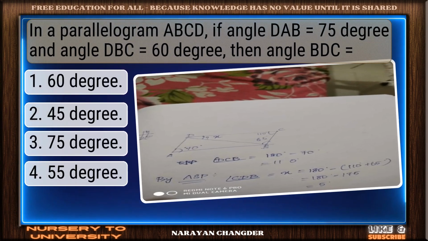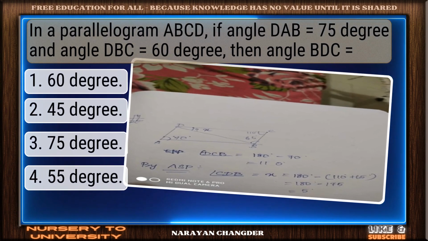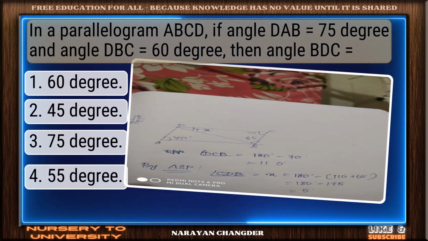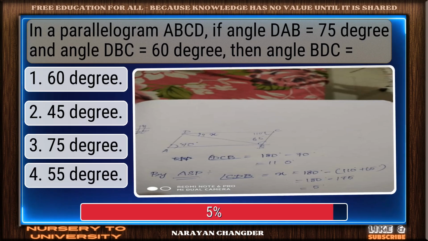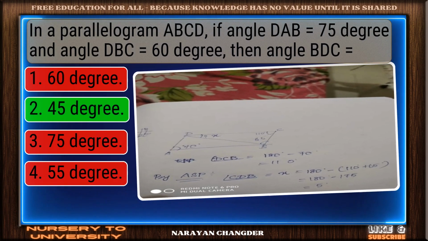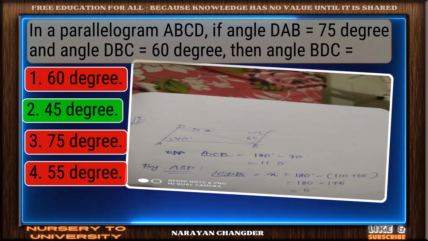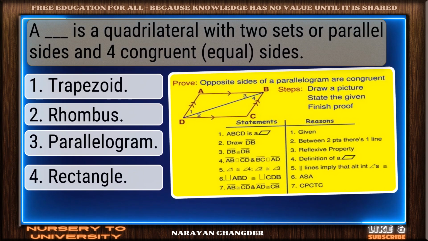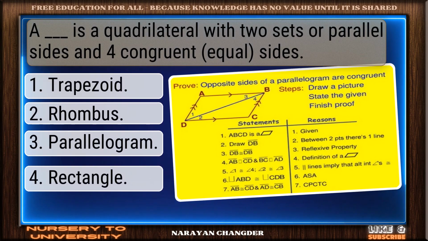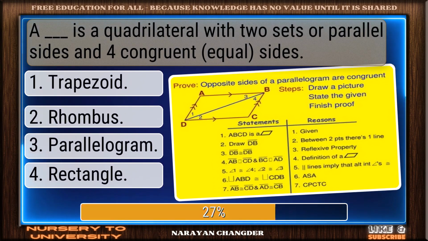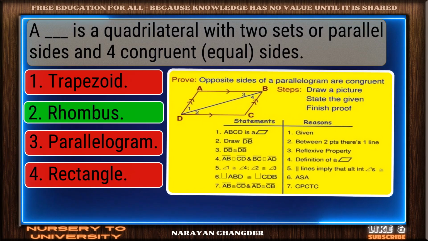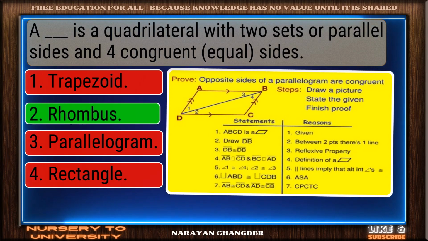Question number 50. In a parallelogram ABCD, if angle DAB equals 75 degrees and angle DBC equals 60 degrees, then angle BDC equals... Right again. 45 degrees is a valid answer. Question number 51. A dash is a quadrilateral with 2 sets of parallel sides and 4 congruent sides. Nice work. You chose rhombus, and it is correct.